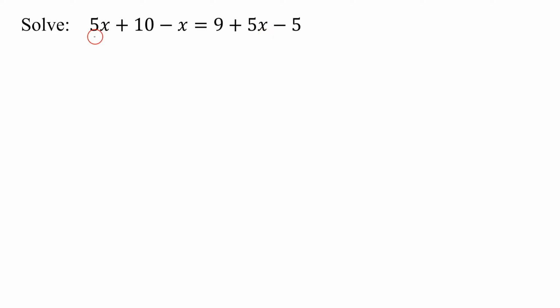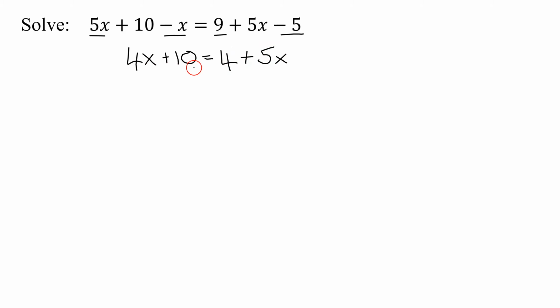So now what I need to do is simplify the left-hand side and the right-hand side if possible. Do I have any like terms on the left-hand side? Yes, I have a 5x and a minus x. So 5x minus x adds up to 4x. I just bring down my plus 10 equals any like terms on the right-hand side. I have 9 and minus 5, both constants. So 9 minus 5 is 4. And then just bring down the 5x.